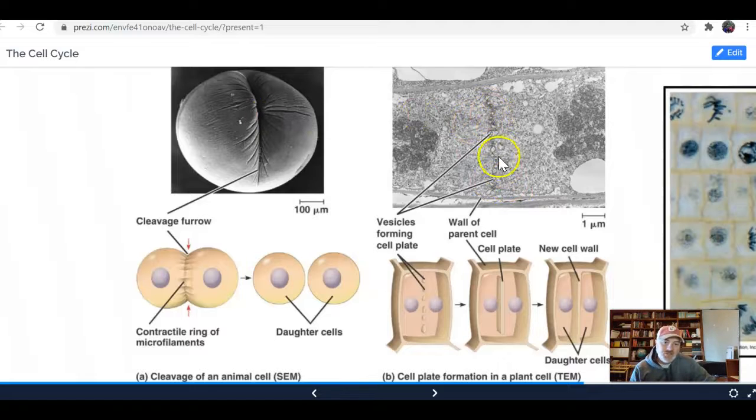In a plant cell, you start getting this cell plate beginning to form, and you'll notice in this picture that cell plate, once it reaches one end of the cell to the other end of the cell, it's no longer a cell plate, it's the new cell wall, and you have two new daughter cells. But as long as that cell plate is not completely across there, you still just have that one cell that is in telophase.